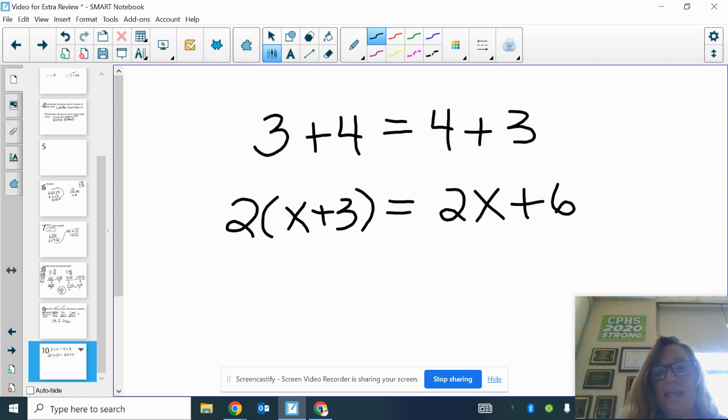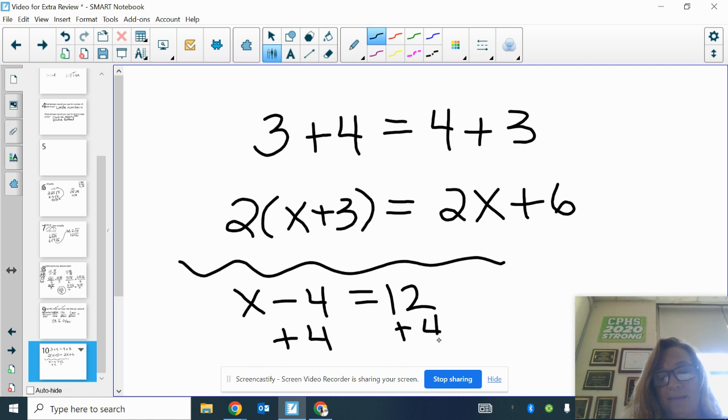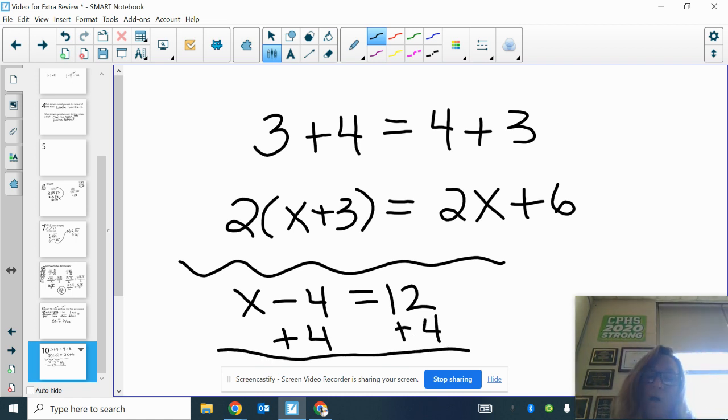Okay? If you were going to solve an equation, say I had the equation x minus 4 equals 12, and I go to solve that, I would use the addition property of equality. The properties of equality are what you use to solve equations. So make sure you study your properties of equality and your real number properties.